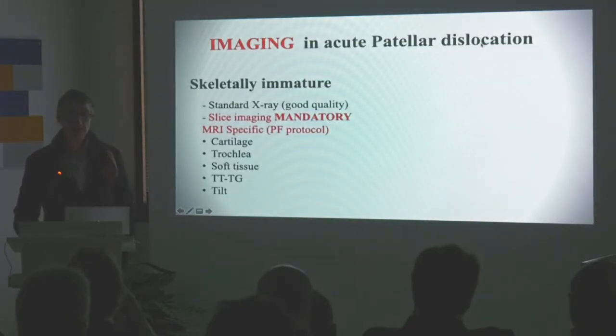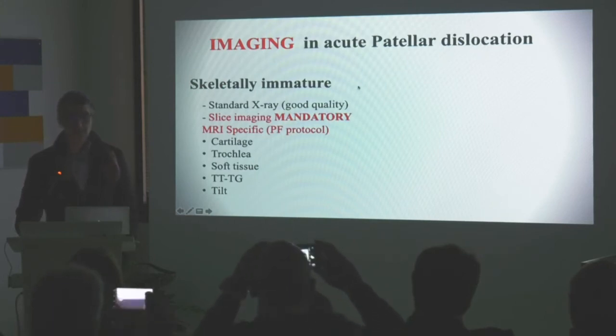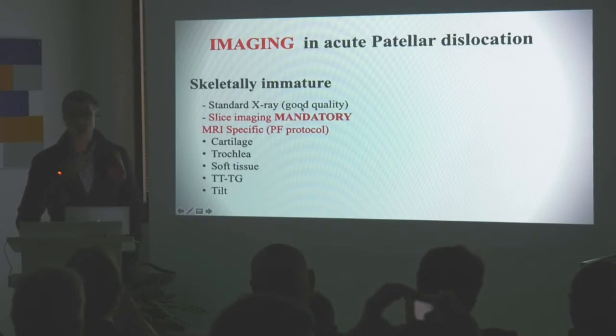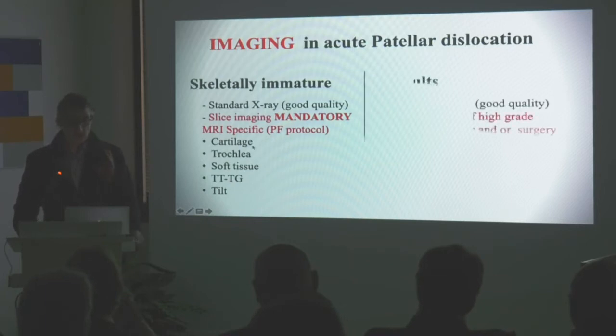So imagine in acute patellar dislocation, in skeletally immature patients, you need standard X-rays for sure. You need an MRI, definitely, because you have to look at this osteochondral fracture, because sometimes you can refix them, and you will see, of course, cartilage, trochlear, soft tissue, and TTTG, and tilt.